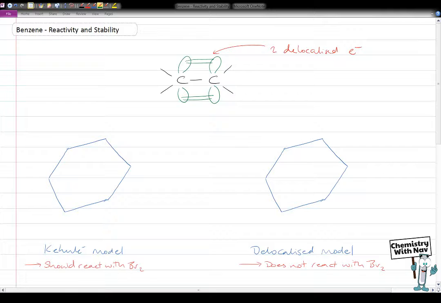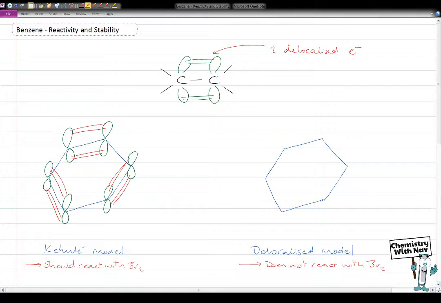Now if we look at the Kekule model, where we expect to see three double bonds around the benzene structure, then we should have something that's really quite similar. Because we have these three double bonds, we have these three regions of high electron density, but in fact we know that benzene doesn't actually react with bromine. So if it doesn't react with bromine directly, that means that it can't induce that dipole, which means that the electron density must be more spread out. So that's where the delocalized model comes in.